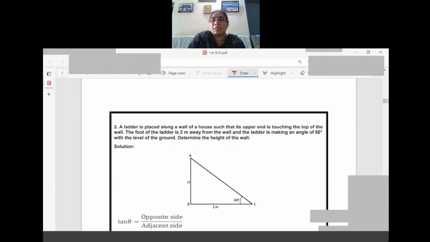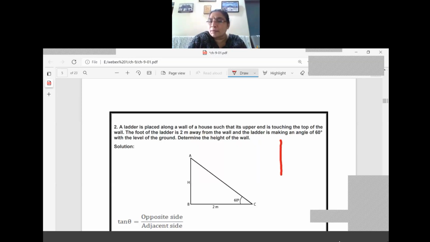So the ladder is placed, and its upper end is touching the top of the wall. So the wall is the perpendicular for us, right? Now the ladder is kept in such a way that the upper end is touching the top of the wall. This is the top of the wall and this is the foot of the wall. Once you mark it, you can know the terms. So here we have the wall, the top of the wall, then the upper end of the ladder. The ladder we keep in a slanting position. So the top is touching here. This is the ladder.